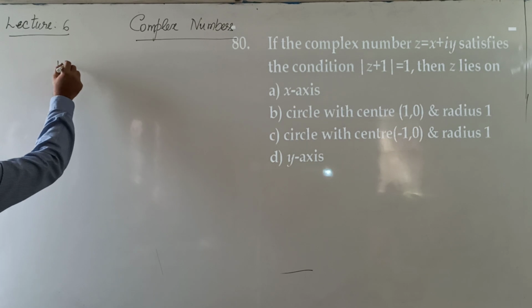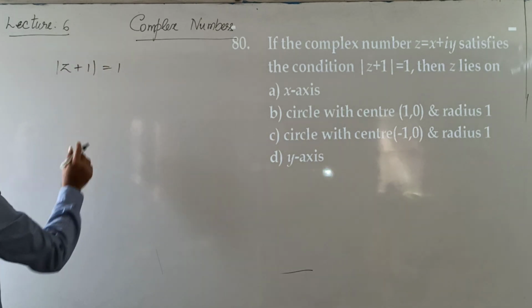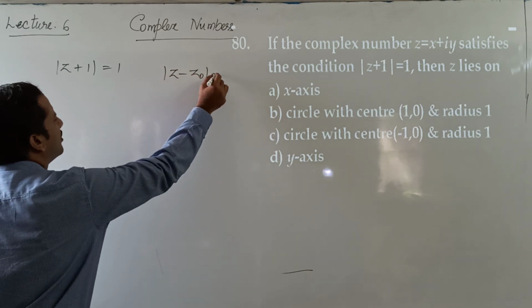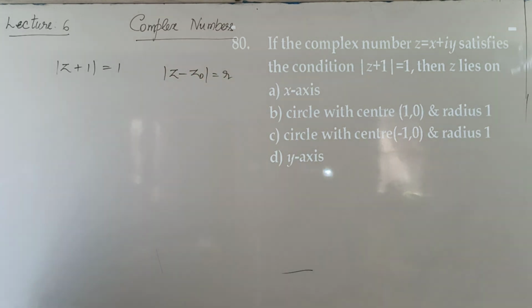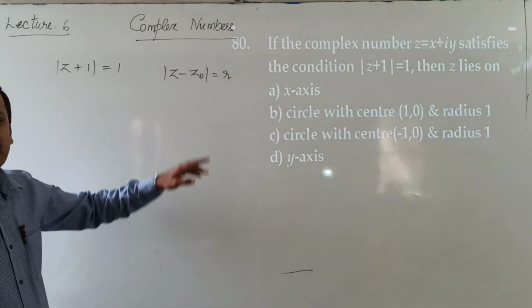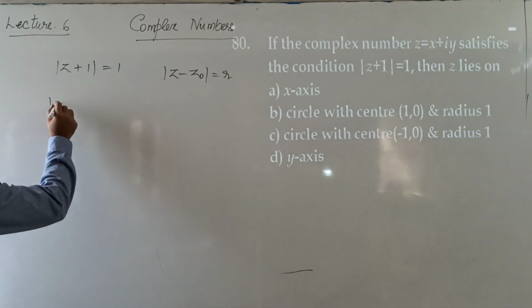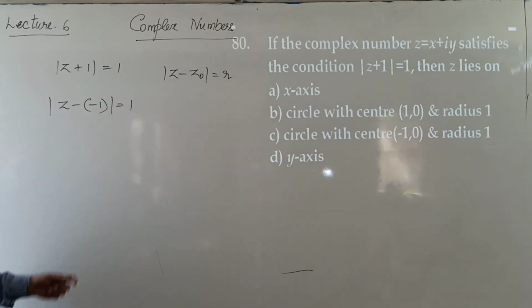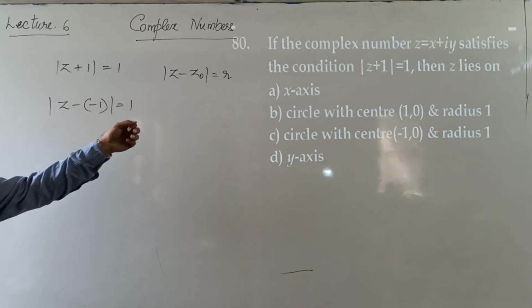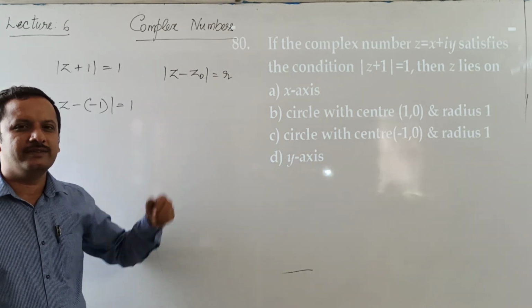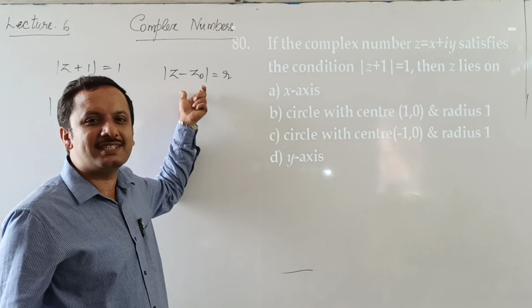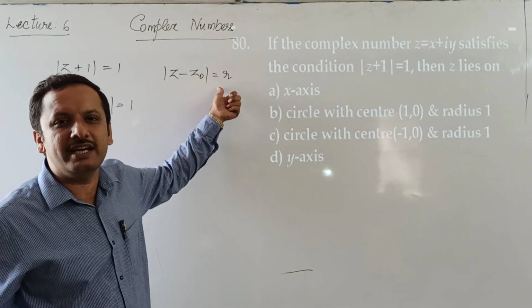Okay, so mod of z + 1 is equal to 1. Can I compare this with mod z minus z naught is equal to r? Now you might say, sir, here plus 1 is there, minus z naught is there. That's not a problem because I can write this as z minus of minus 1. So now we can compare. You already know what this represents. Yes, you are right. Mod z minus z naught is r represents a circle with center at z naught and a radius r.